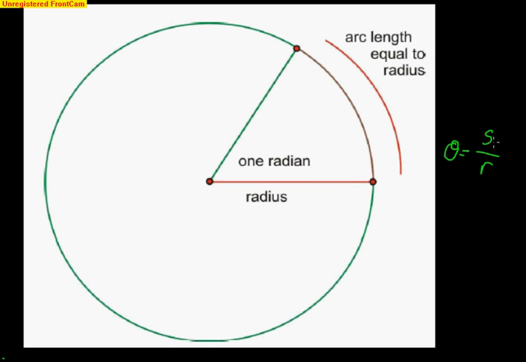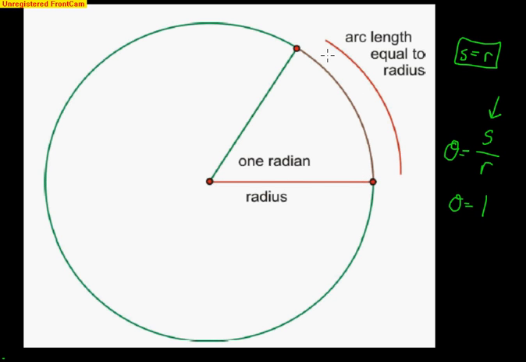When your arc length S is equal to the radius, when the arc length and the radius are the same length, you get S, which would be the same as R. So basically R divided by R would be 1. That's when you would get 1 radian. So 1 radian occurs when your radius, this red distance right here, is the same as the arc length.